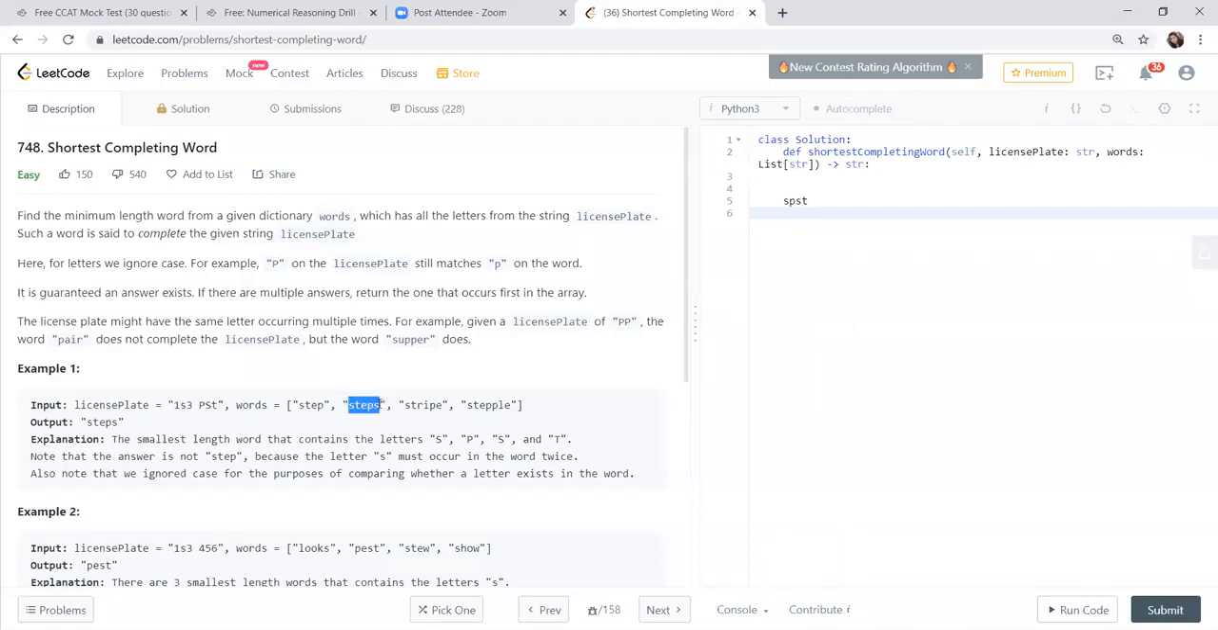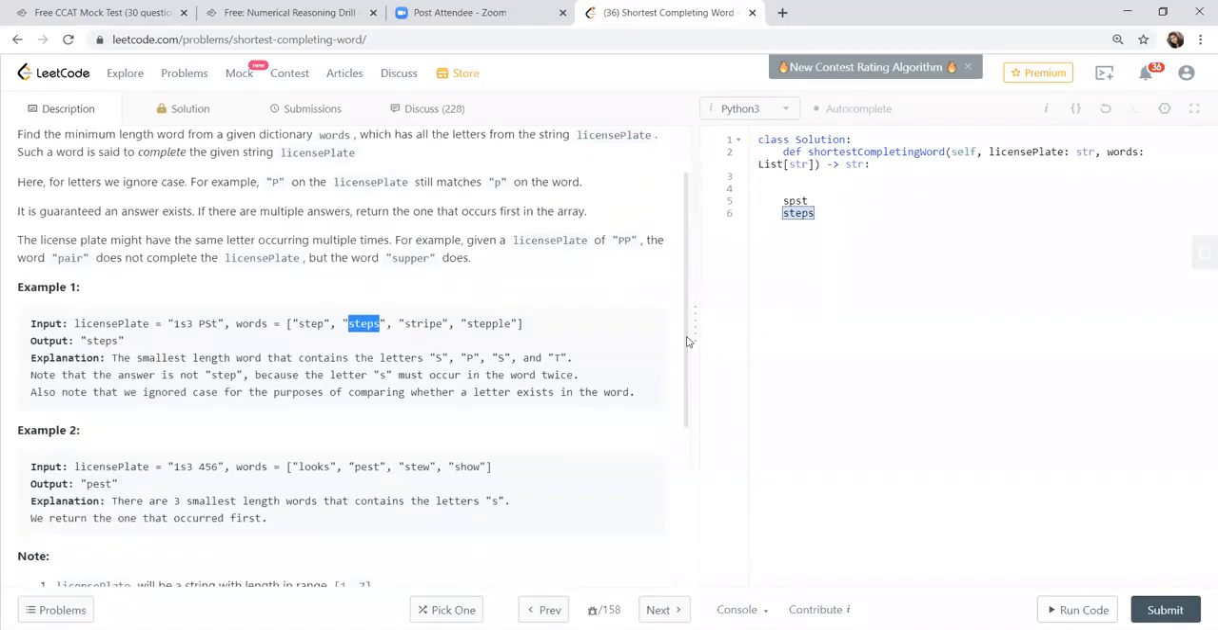When we move to steps, it is an answer for us, because it contains all the characters which we need, and it is the shortest length of all the other words. When we move to stripe, it is not an answer because S is not there. If the word is stripes, then also it is not an answer, because its length is more than the one we have found. So this is the main question which we need to solve.